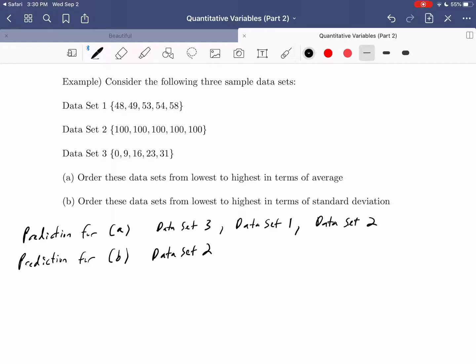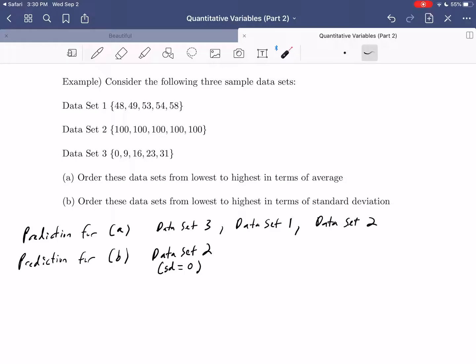We might even be able to guess the standard deviation without calculating it. Like we just said, there literally is no deviation. So we would expect that the standard deviation for data set 2 should be 0. The smallest a standard deviation can possibly be is 0, and that means there is literally no variability in your data. All right, what do we think in terms of the next smallest standard deviation?